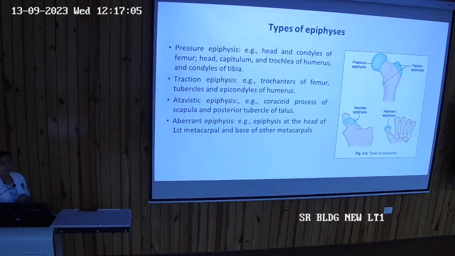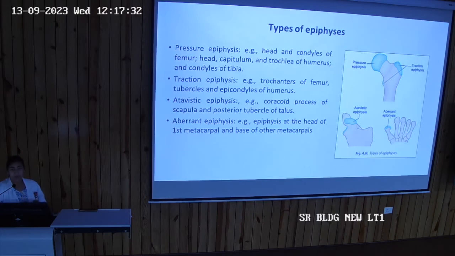Now coming to the different types of epiphysis, classified according to weight bearing and action of the muscle. One is the pressure epiphysis, traction epiphysis, atavistic epiphysis and the aberrant epiphysis. The two, the pressure and the traction, are related to the articular part of the bone and the non-articular part of the bone.